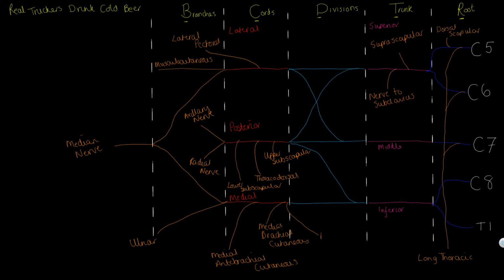Also, let's not forget to revisit the final minor branch on the medial cord, the medial pectoral nerve, that supplies both pec minor and pec major. So now we have gone through the brachial plexus, let's summarise it.